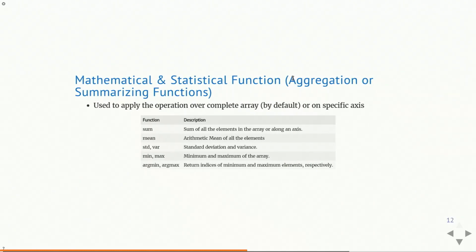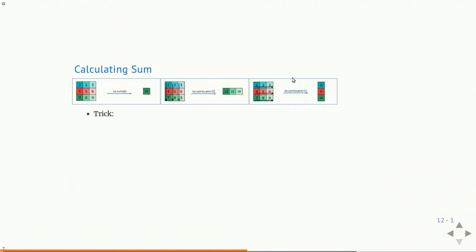Numpy also provides a set of summarization functions. These functions can be either applied on the complete array, which is their default behavior, or can be applied on specific axes. For example, let's study the sum function in detail. Applying the sum function over the complete array will return the sum of all elements, which here is 45. Applying the sum function over axis equal to 0 will sum the elements along the rows and will return a 1 cross 3 vector containing the sum of each column. Applying the sum function over axis 1 will return a 3 cross 1 vector containing the sum of each row.